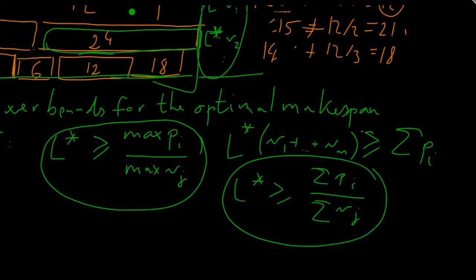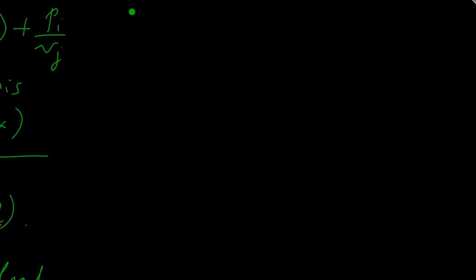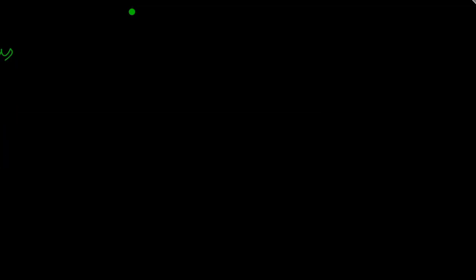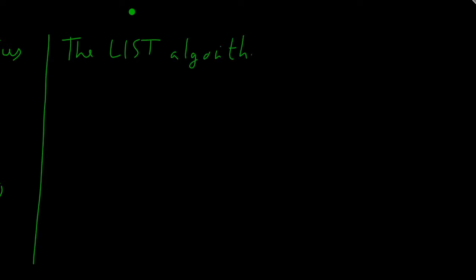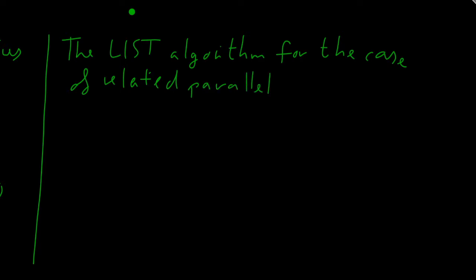Now for this variant of the scaling problem, we won't have that precise bounds for the competitive ratio of the least algorithm. But let's try this. So there is a statement which reads as: the least algorithm for the case of related parallel machines is theta log m. It basically means that it's larger than say 2 times log n, and it's smaller than say 4 times log n or something like that.